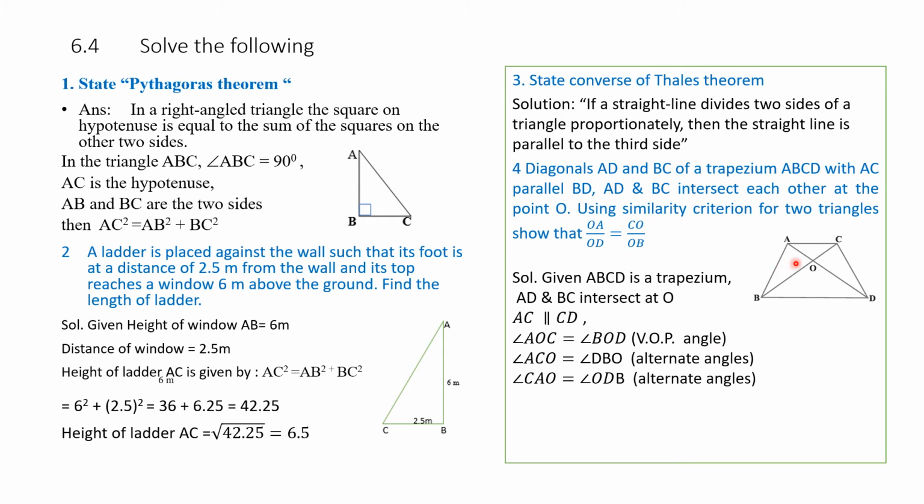Angle ACO equals angle DBO. That is, angle C is equal to angle B, because these are alternate angles. So here you remember the Z figure. This is a Z figure. In the Z figure there are two angles only. Therefore, angle C is equal to angle B.